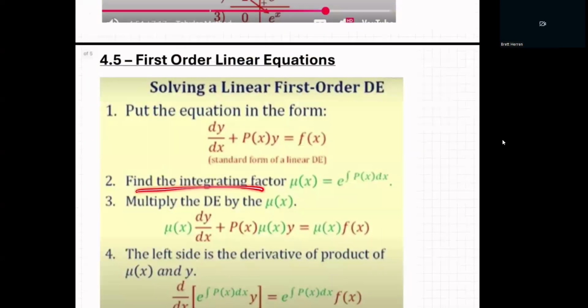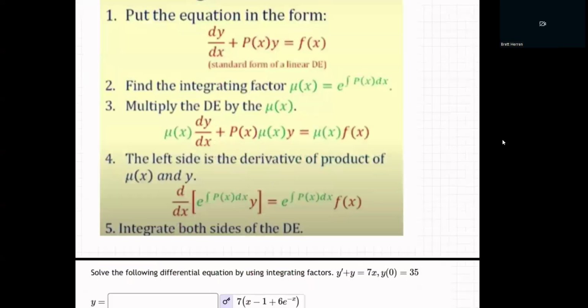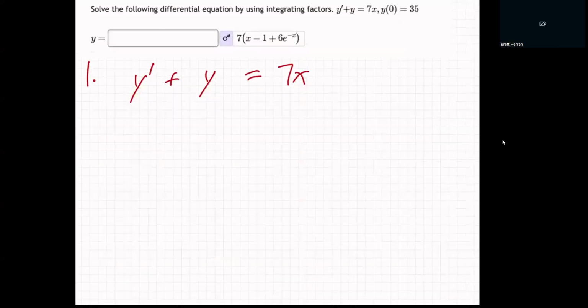Step two, find the integrating factor mu of x, which is e to the integral of p of x dx, where the p of x is that stuff that's next to y. So what is it that's next to y? Well, there's just a 1 there, our p of x is just that one. It's a one multiplied by y.